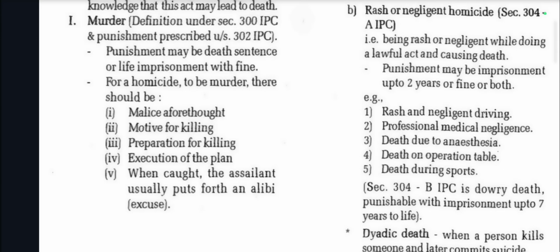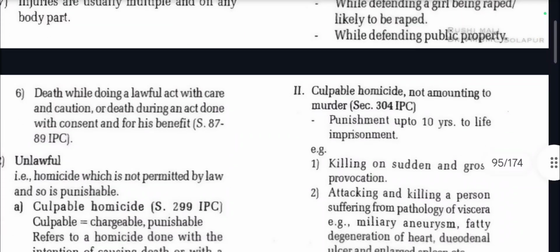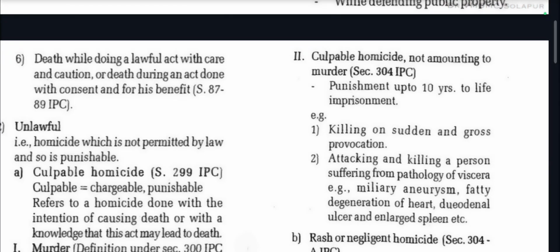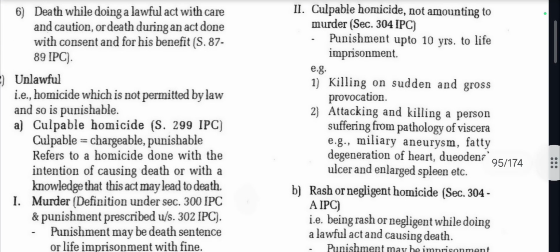Alibi is excuse. Then culpable homicide not amounting to murder. The punishment is up to 10 years to life imprisonment. Killing on sudden and gross provocation, and attacking and killing a person suffering from pathology of viscera, that is miliary aneurysm, fatty degeneration of heart, duodenal ulcer, and enlarged spleen.